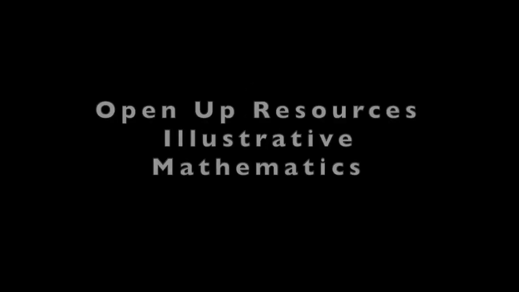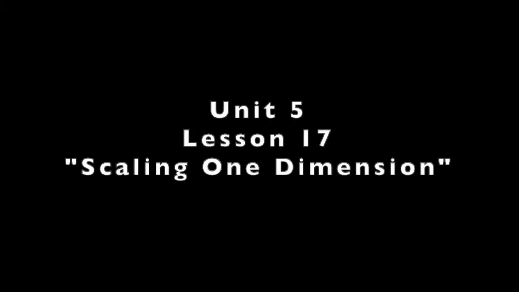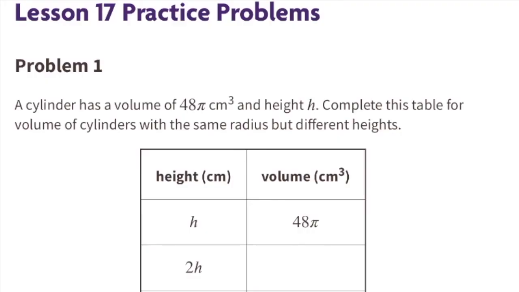8th grade, Open Up Resources, Illustrative Mathematics. Unit 5, Lesson 17, Scaling One Dimension. Problem number 1. A cylinder has a volume of 48 pi centimeters cubed and a height h.